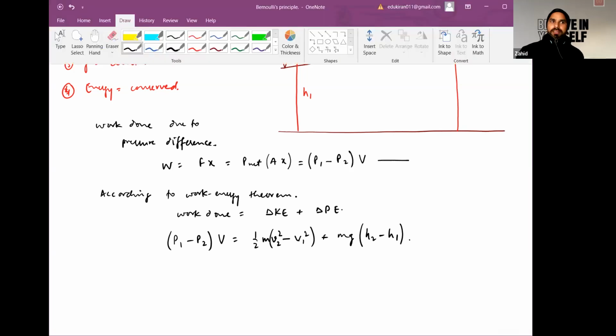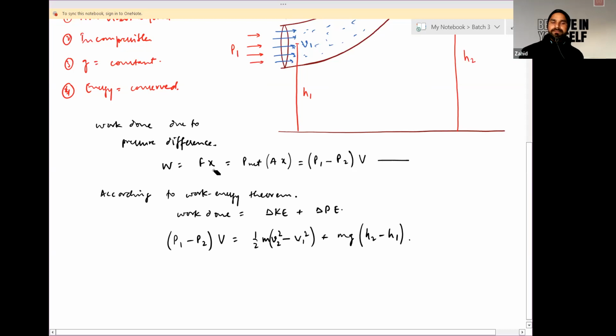As work done is nothing but force times displacement, we can write force equals net pressure into area of cross section. Area times length is volume. Net pressure difference is P1 minus P2. So the total amount of work is equal to (P1 minus P2) times volume. Is it clear?